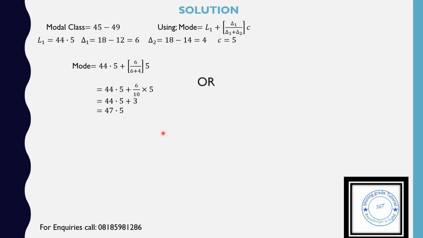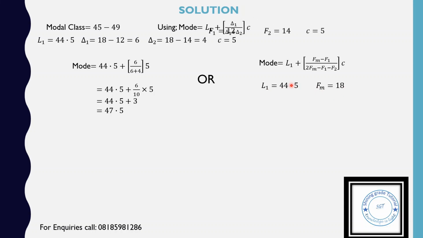If you don't want to use this formula, you can use this other formula I stated earlier on, where mode is equal to L1 plus the frequency of the modal class minus the frequency of the class before the modal class, over 2 times the frequency of the modal class minus the frequency before the modal class and the frequency of the class after the modal class, multiplied by class size. So we have each of them. The lower class boundary is 44.5, the frequency of the modal class is 18, the frequency before it is 12, the frequency after it is 14, and the class size is 5.